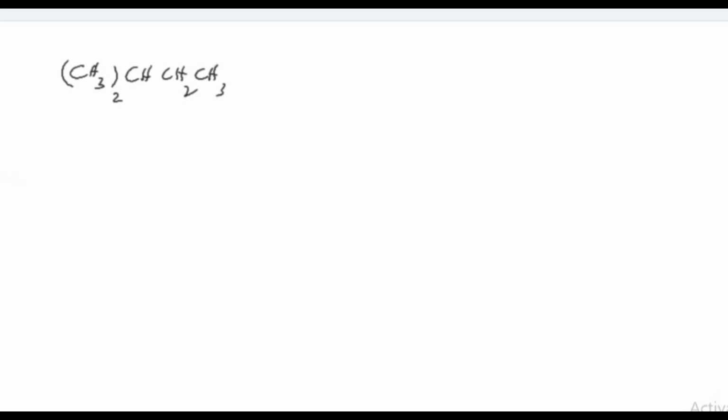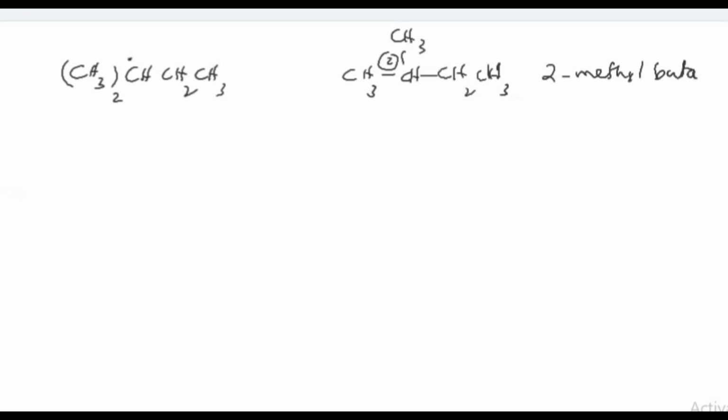Now, it means that the two CH3 groups are attached to this carbon. So you can say this is a structure like this, CH3, now CH2, and CH3. Now, this is the longest chain, which contains 4 carbon atoms, and on the second carbon there is a methyl. So this structure is 2-methyl butane. The longest chain contains 4 carbon atoms. So this is the structural formula.